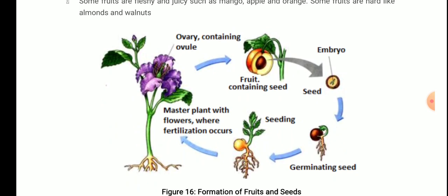Inside the seed there is an embryo, which is responsible for germination. The seed germinates and the seedling pops out from it, and as the seedling gets proper conditions, proper nutrients, water, sunlight, etc., it grows to become a full plant. And then again the same processes of fertilization occur, and this cycle keeps on continuing. So this is the formation of fruits and seeds.